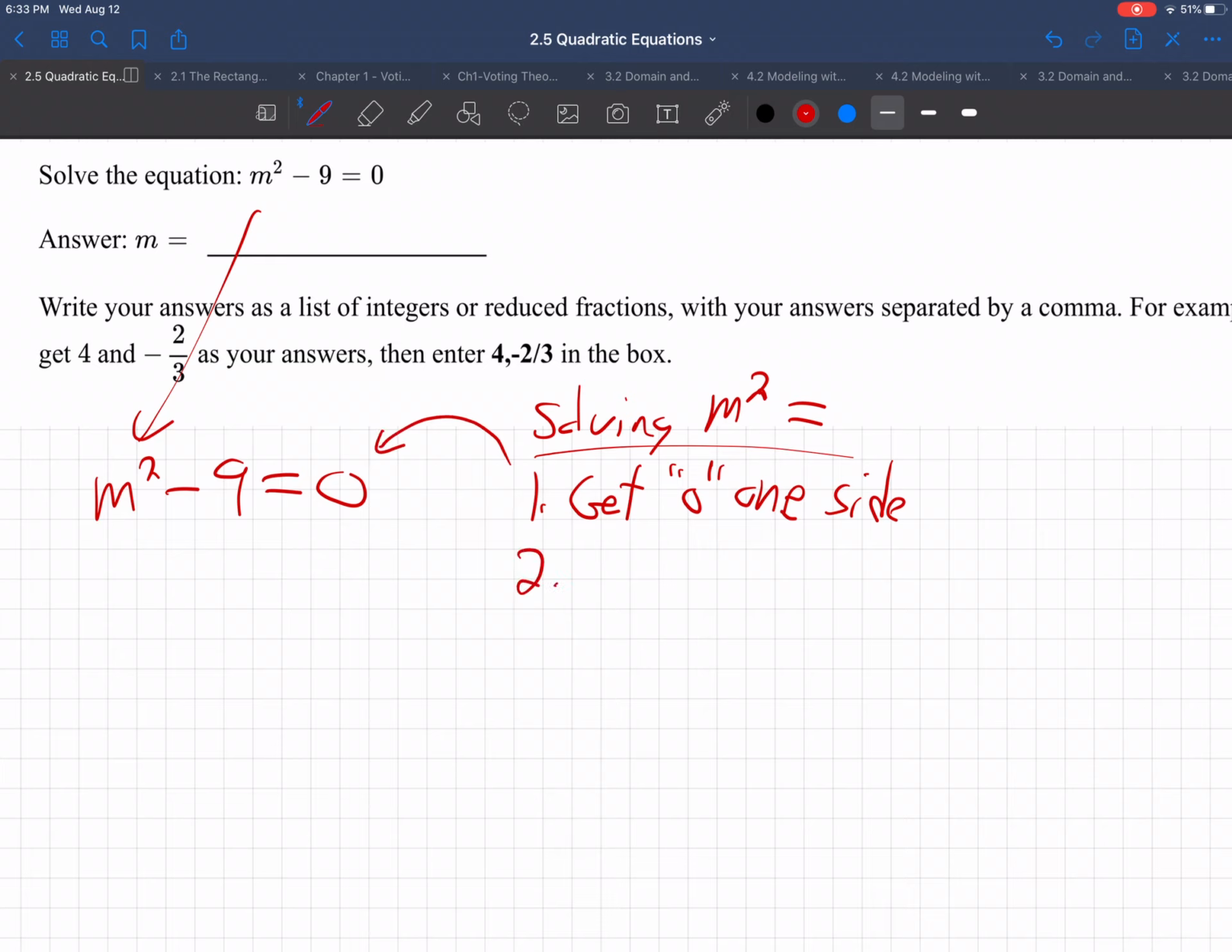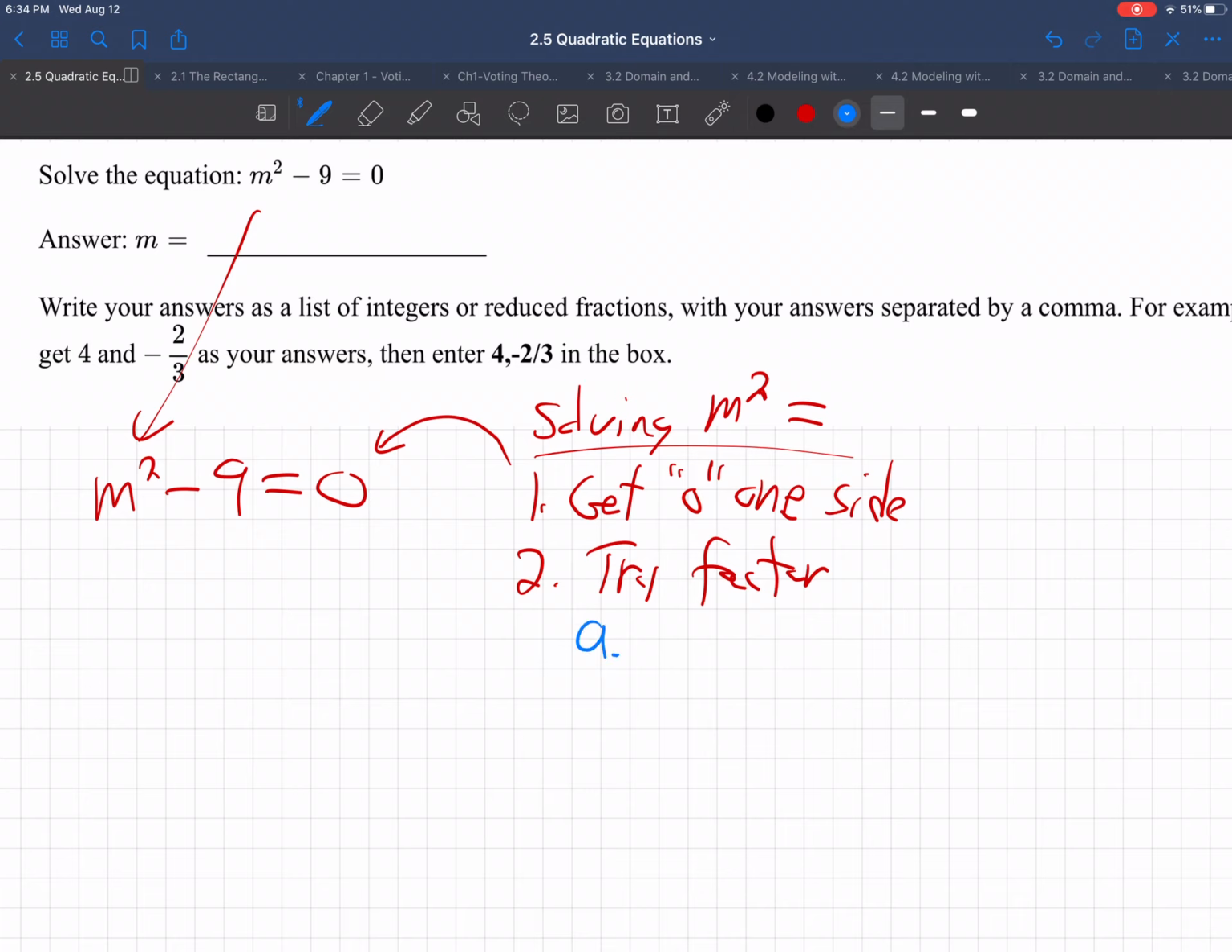Step 2. Try to factor. I say try because they don't always factor. And when they don't factor, there's a special formula called the quadratic formula that you can use. But you can try to factor first. Now, there's two kinds of factoring. Well, there's more than that, but there's two kinds we're going to see here.